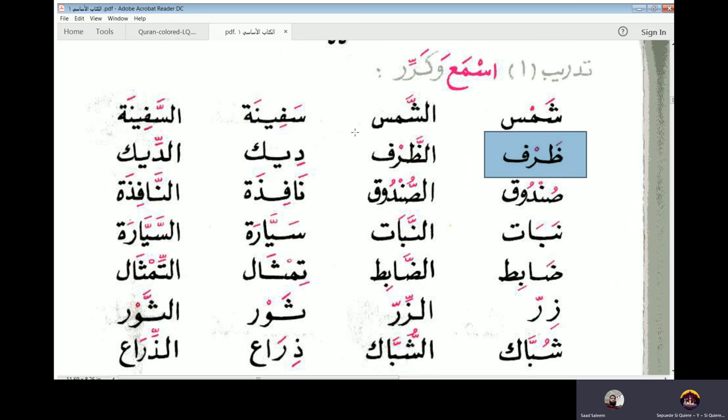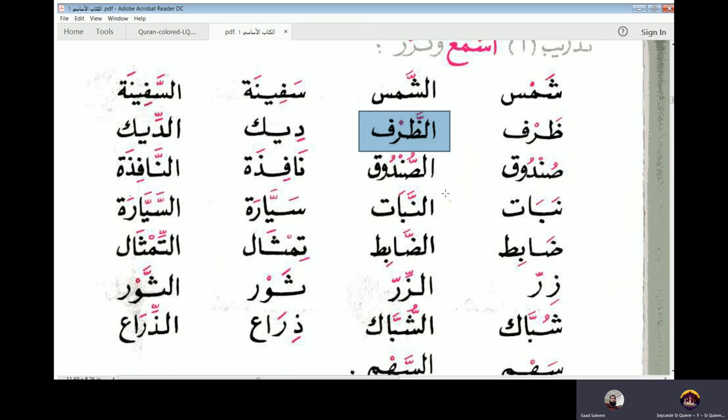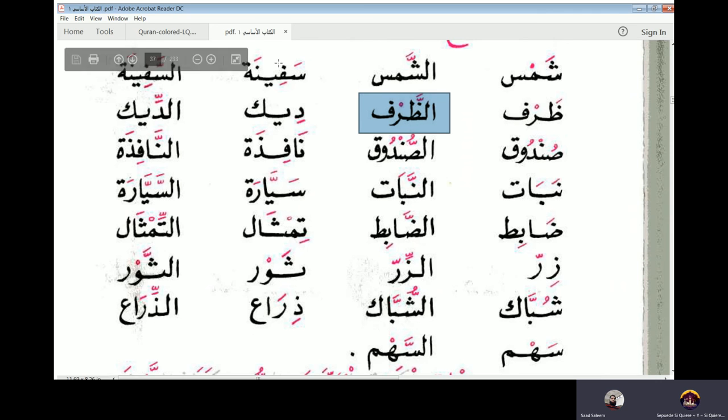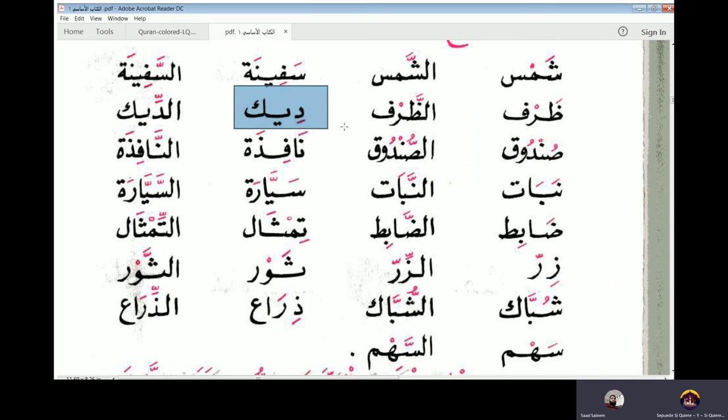Darfun is an envelope. An envelope, yes. Adarfu is the envelope. Dikun is a rooster. Adiku is the rooster.